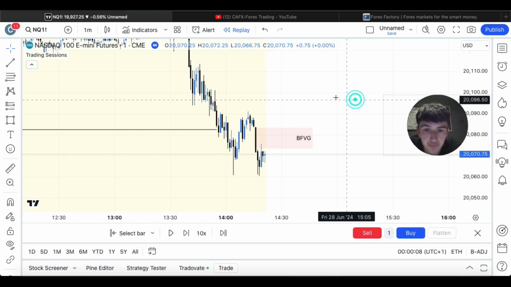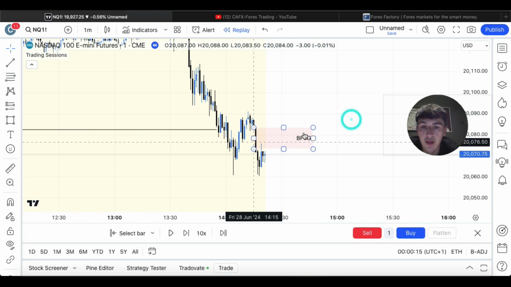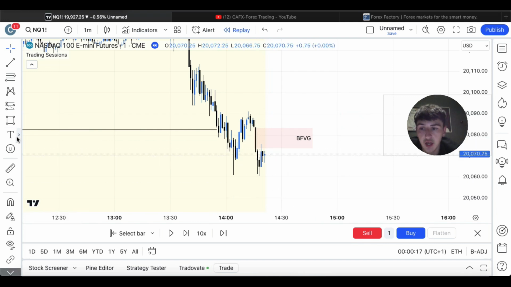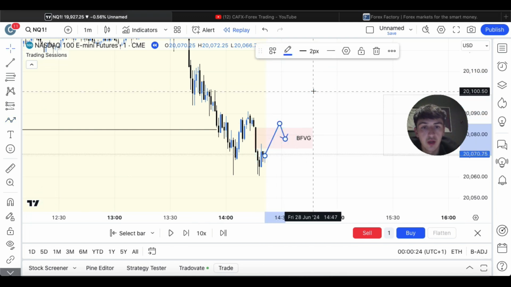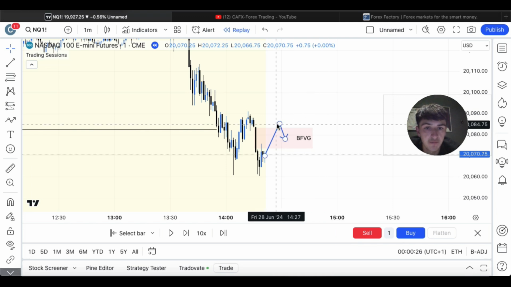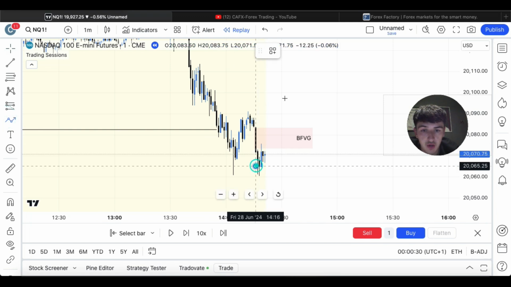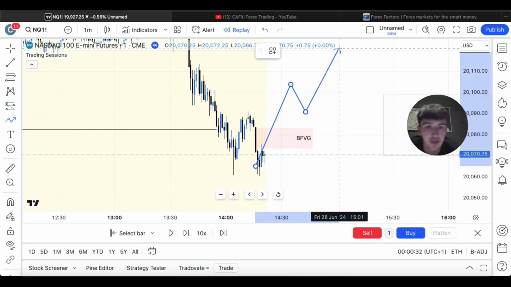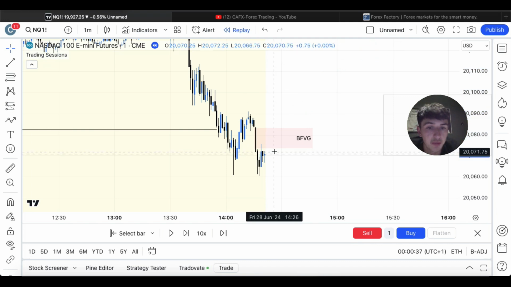Okay, so what we want to do is look for an inversion fair value gap or a silver bullet type entry. What that means is we want to see either a candle close above this bearish fair value gap, and then look for a reversal up, or if we don't see that, we want to see a market structure shift and then entry off a fair value gap. So we want to see something like this. Now in this instance I'm just going to carry on playing price through and you're going to see which type of entry model we get.